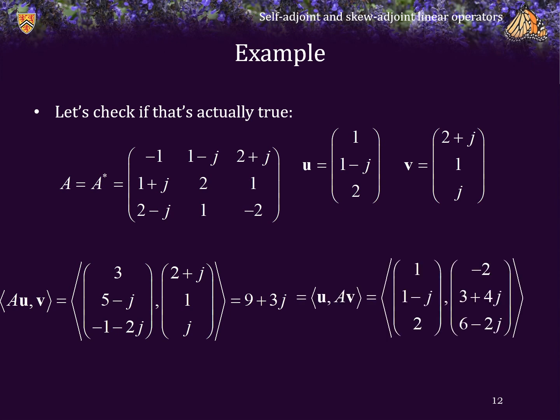Also note that if we calculate A times v, we get the vector -2, 3 plus 4j, and 6 minus 2j. And if we take the inner product of u and this result, we also get 9 plus 3j.